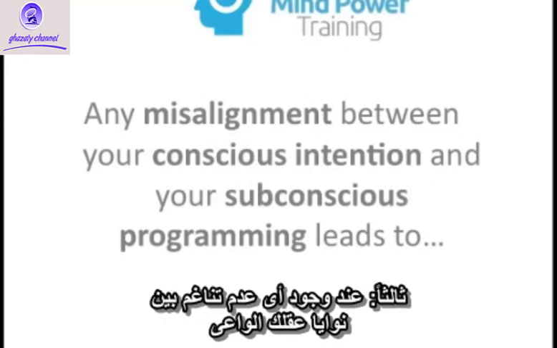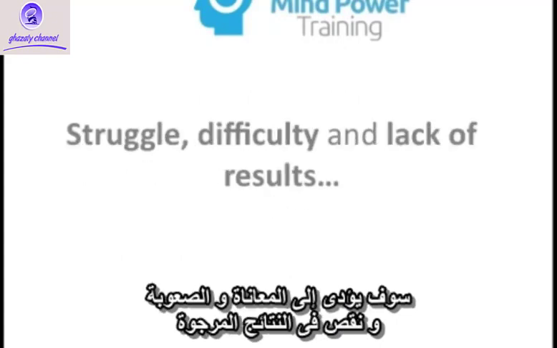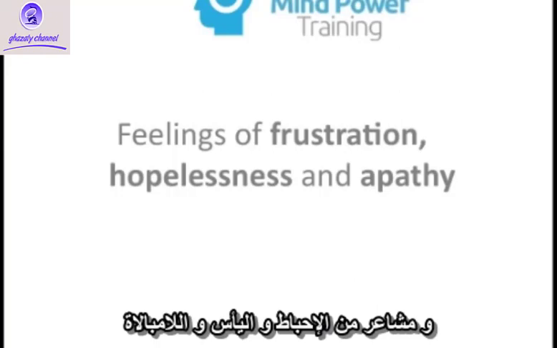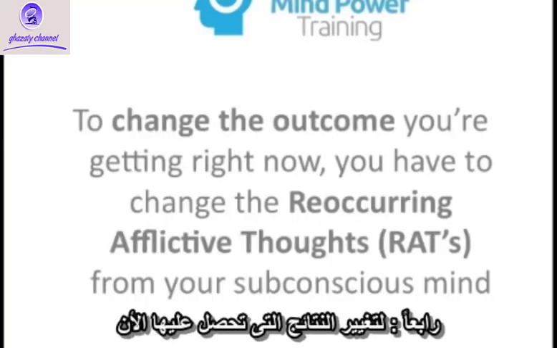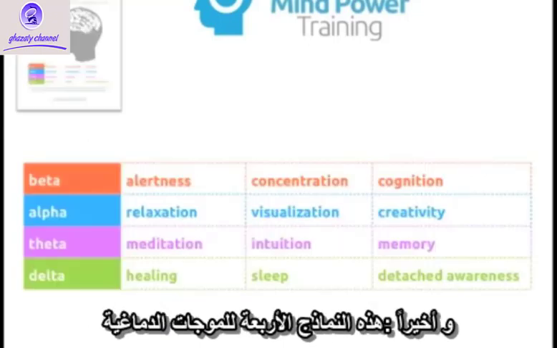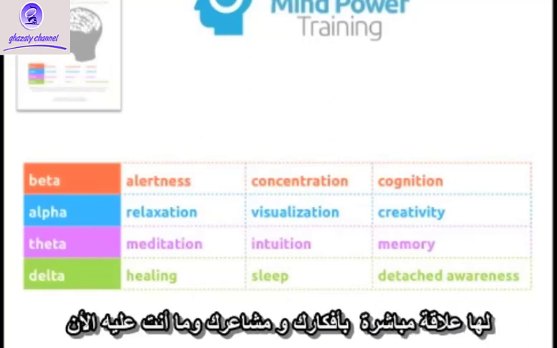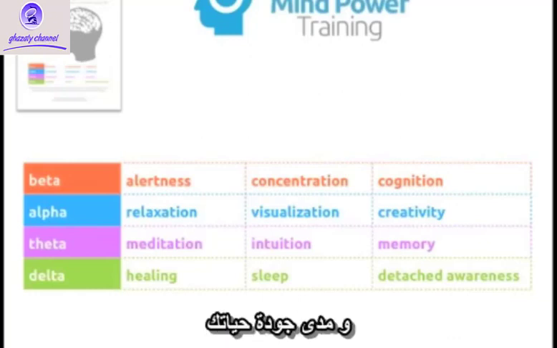Thirdly, any misalignment between your conscious intention and your subconscious programming leads to struggle, difficulty, a lack of results, and feelings of frustration, hopelessness, and apathy. Fourthly, to change the outcome you're getting right now, you have to change the reoccurring afflictive thoughts, the rats, from your subconscious mind. And lastly, these 4 brainwave patterns, beta, alpha, theta, and delta, BAT-D, have a direct relationship to your thoughts, emotions, states of being, and really your whole quality of life.